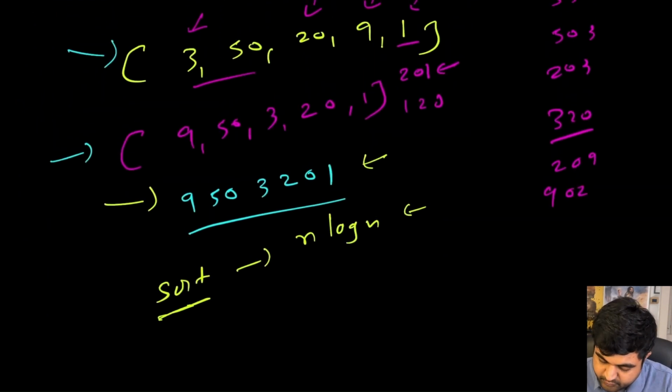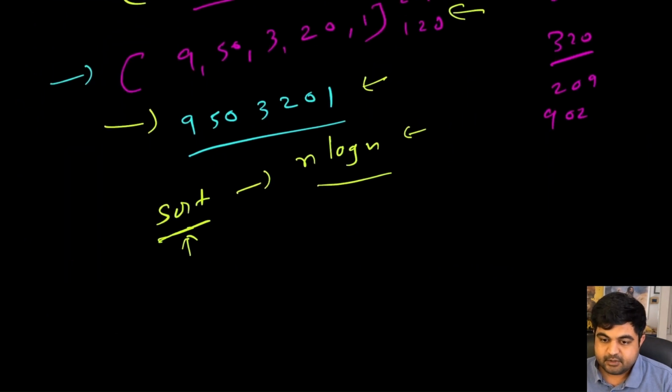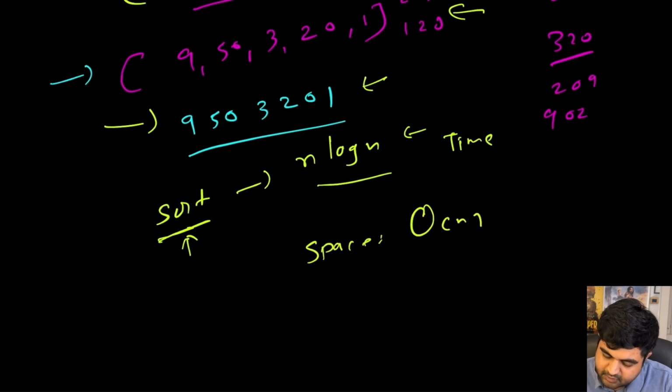What I showed you over here was a very slow approach. This would work in big O of n square time, but since we already have a built-in sorting method that runs in n log n time, we should be able to use that, and that is going to yield us a very good result in terms of time complexity. Space complexity is going to be big O of n, because in many cases this sorting algorithm usually takes big O of n space, and these are the time and space complexity.